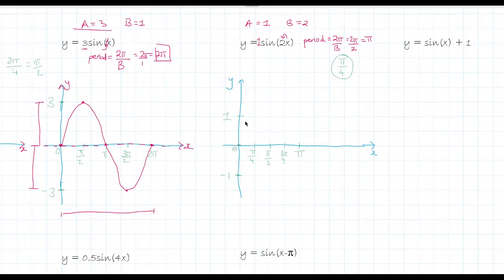So our amplitude is 1. So at pi on 4, we're going to be at 1. At pi on 2, we're going to be back at 0. At 3 pi on 4, we'll be at -1. And at pi, we'll be back at 0. So let's plot that in.